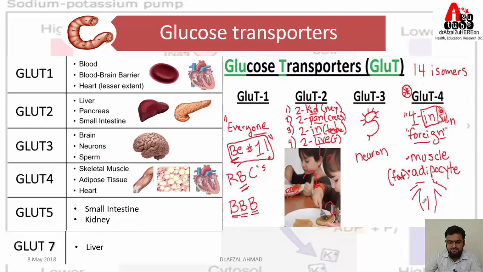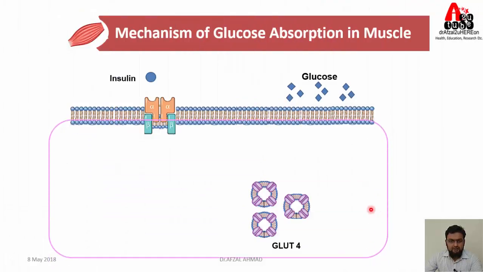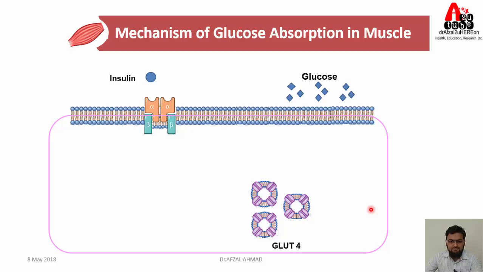Now GLUT4, as I told, is the exceptional one and the most important one, because GLUT4 is insulin dependent. So we have to remember 4N: 4 is for GLUT4 and N for insulin dependent, and it is present in the muscle and adipose tissue. F can stand for fat also. Fat means adipose. So it is present in skeletal muscle, adipose tissue and heart, to a lesser extent in the heart. So this is the mnemonic to remember the different sites of glucose transporters present in our body. Now what is the mechanism of glucose absorption in the muscle or adipose tissue? This is the structure of a myocyte or adipocyte cell.